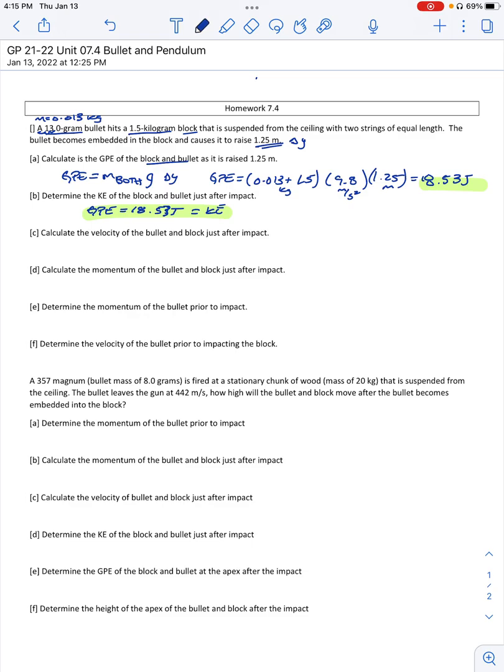All right. Calculate the velocity of the bullet and the block. Okay, so we got both of these here, and the velocity of both of these here. Reason we can't use momentum is because we haven't been able to calculate that. We just found out our kinetic energy, which is helpful for us. 18.53 equals 1/2. That's going to be 1.513. That's the bullet and block there. And then times v squared.